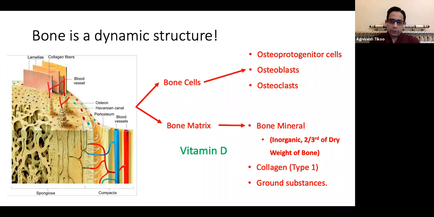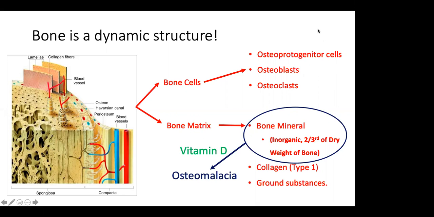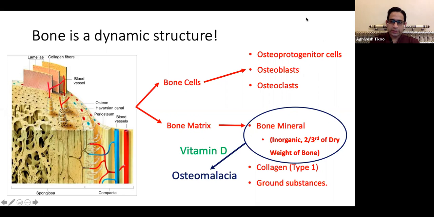Now again, let's go back to the same diagram and understand that if vitamin D is there and it is normal, the bone mineral will get deposited into the bone. But if vitamin D is deficient, then this does not happen.